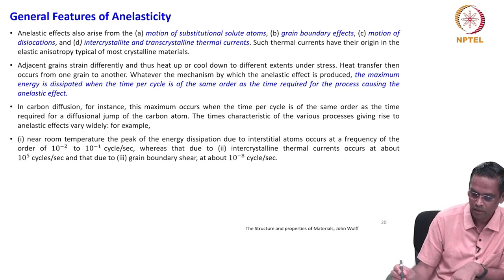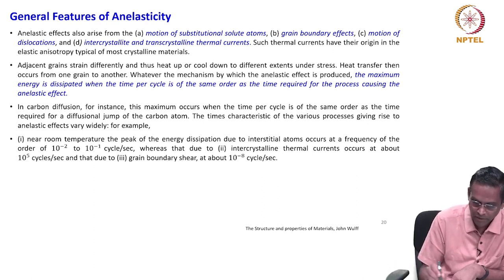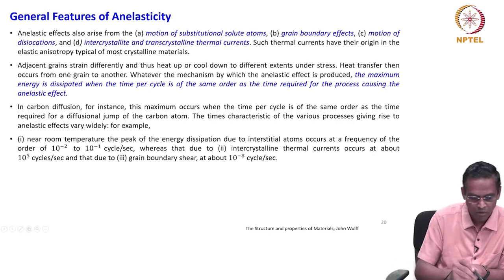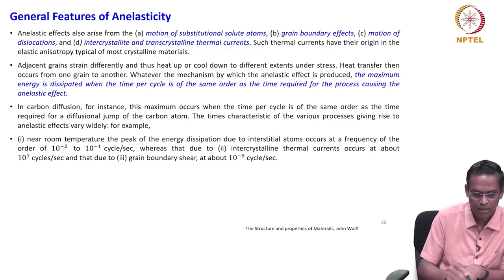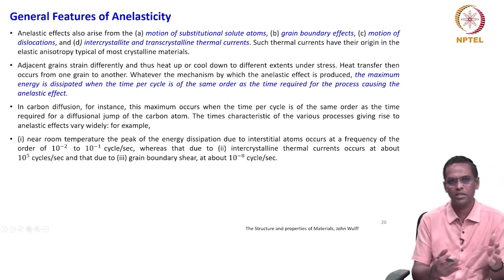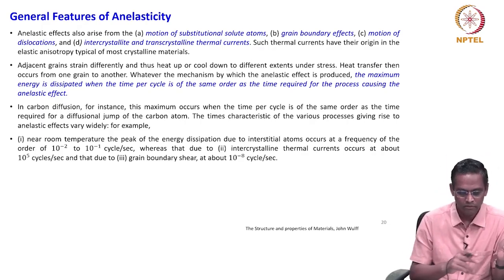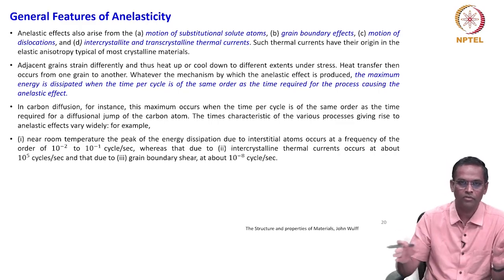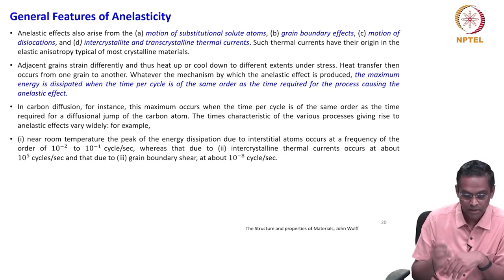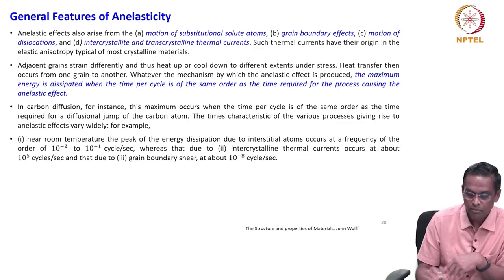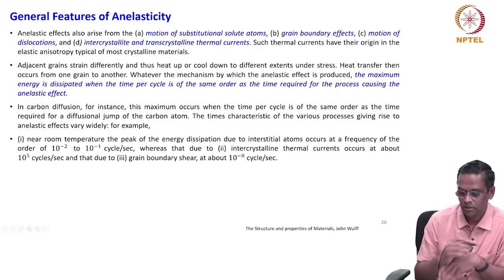So, what is it that we are talking about? We are talking about the peak of energy dissipation happening when the frequency is of this order. What is the physical event? Interstitial atom jumps. Whereas intercrystalline thermal currents occur at about 10 to the power 5 cycles per second. Look at the different frequencies. Now you can relate these frequencies with the diagram we have shown, right? We have just seen the energy dissipation at different frequencies. So, this is one classical example. This frequency is very different compared to that frequency, and grain boundary shear occurs at about 10 to the power minus 8 cycles per second.